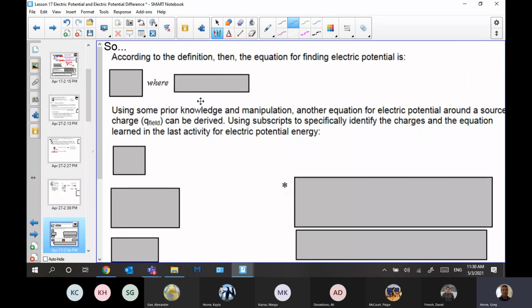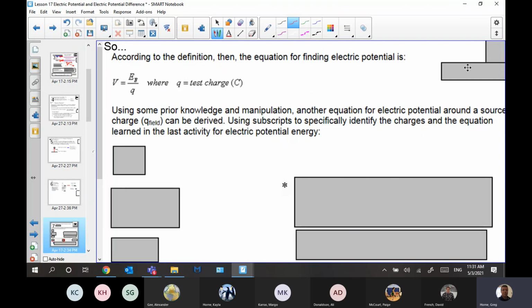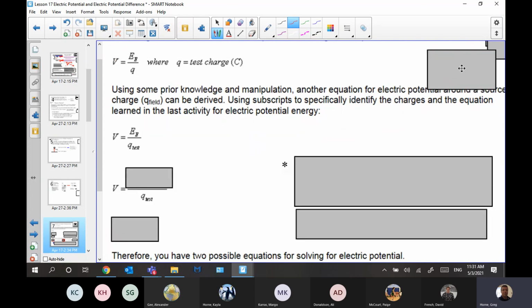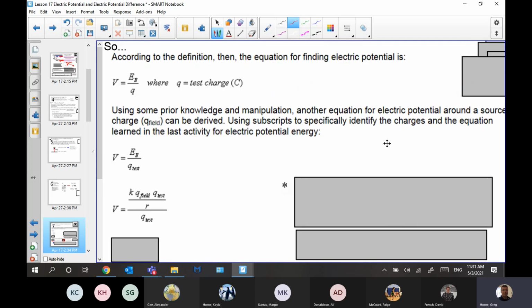So according to the definition, we're talking about energy, electric potential energy per charge. And so we're saying electric potential energy per test charge, right? And so we're talking about the electric potential energy equation that we just dealt with from the first lesson.